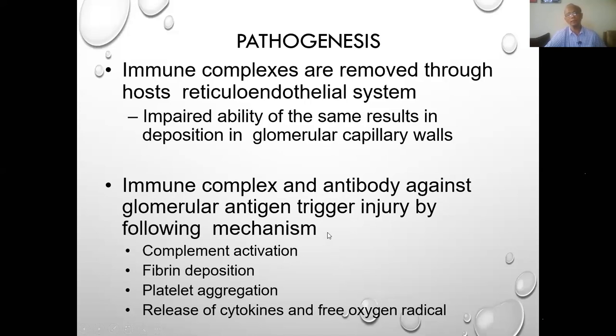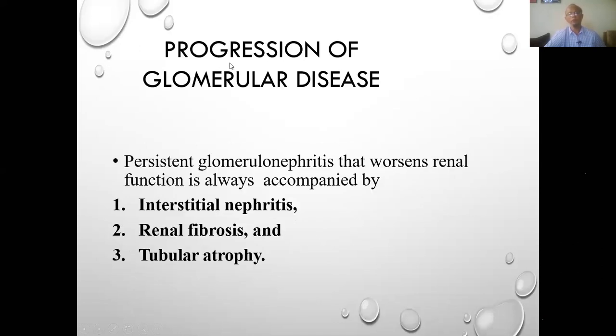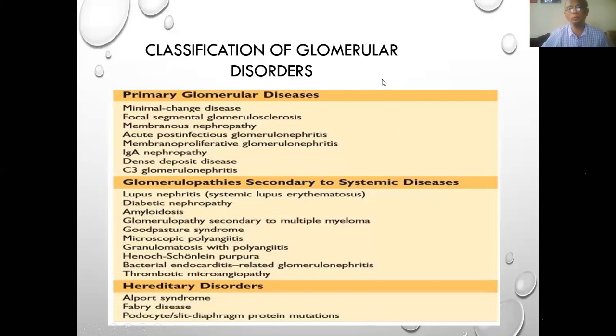So this immune complex is deposited in the glomeruli, and the antibody also merges with the basement membrane. So the antibody against the glomerular antigen triggers injury by this mechanism. And in progression of glomerular disease, persistent glomerulonephritis that worsens renal function is always accompanied by interstitial nephritis, renal fibrosis, and tubular atrophy. Most cases of glomerulonephritis usually return to the normal state, but sometimes it progresses in this way. Now comes the classification of glomerular disorders.